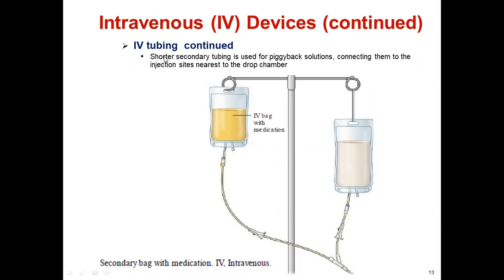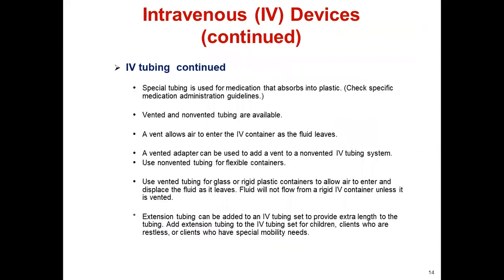So shorter secondary tubing is used for piggyback, right? Shorter one. Which one is shorter? This is the longest and this is the shorter one. Connect them to the injection site nearest to the drop chamber. IV tubing continued: special tubing is used for medication that is absorbed into the plastic.